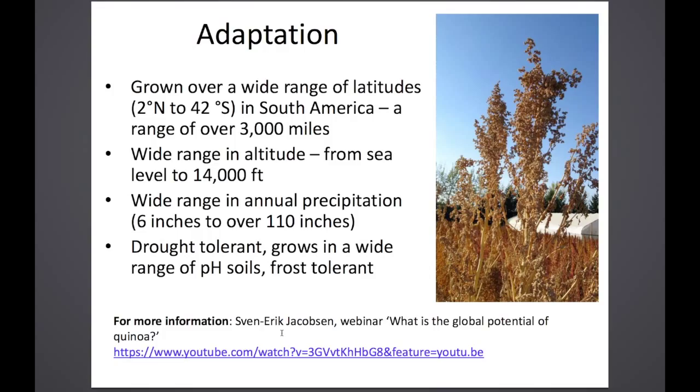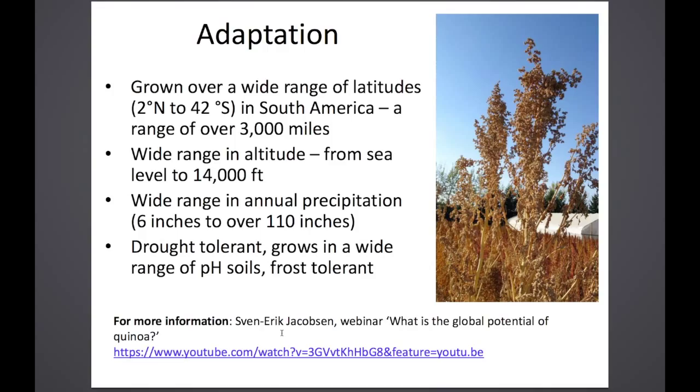It grows over a very wide range in altitude, so from sea level to 14,000 feet. The idea that it only grows in high mountain areas is a myth. It can grow very well at sea level as well. It grows in a very wide range of annual precipitation, so about 6 inches to over 110 inches. We have all of those rainfall zones represented here in Washington, so we're selecting in pretty much all of that. We don't go up to 110 quite, but close.